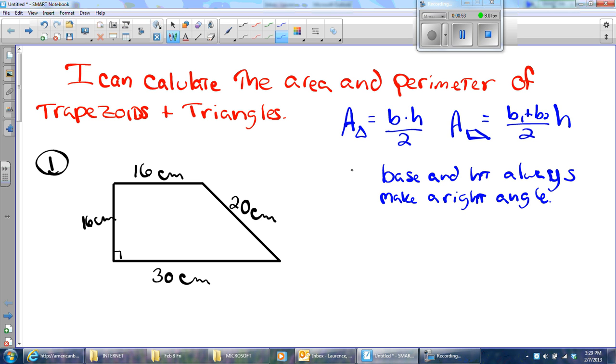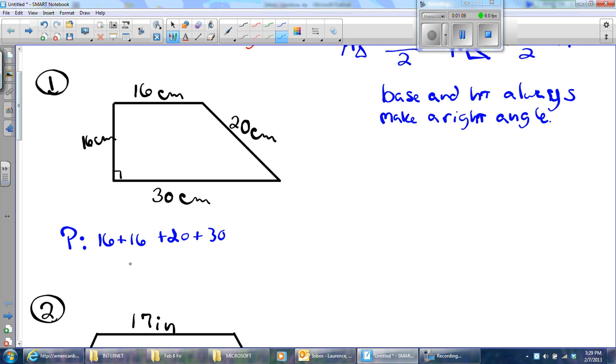Okay, so let's look at this one here. Let's do the perimeter first. Remember, the perimeter is the distance around the polygon. So we have 16 plus 16 plus 20 plus 30. Okay, now 16 and 16 is 32. And so I'm going to get 32, and that's 50. Add them together. My perimeter is going to be 82 centimeters.